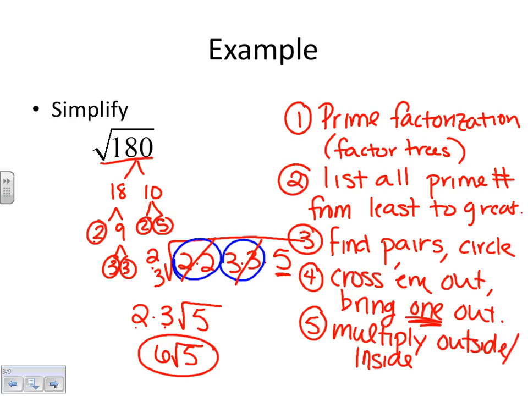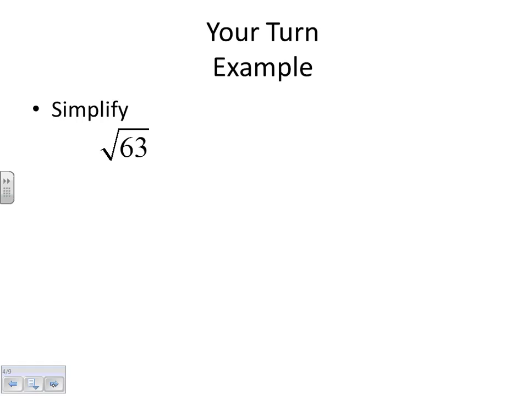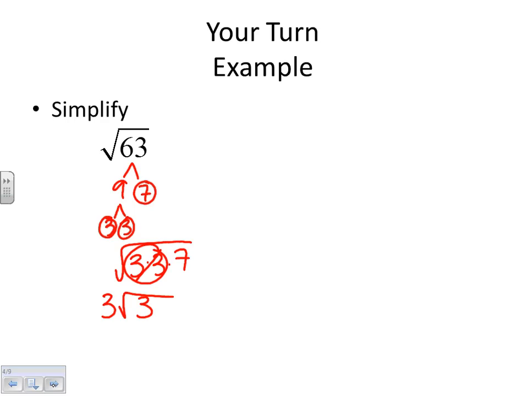Okay, I want you to try this one using the exact same steps as we did before. Pause me and replay me when you're ready for the answer. Okay, so we factor this into 9 times 7. 7 is prime. 3 times 3. And we list underneath the square root, 3 times 3 times 7. We've got one pair of 3s. Cross it out, bring one out. And our simplified square root is 3 times the square root of 7.